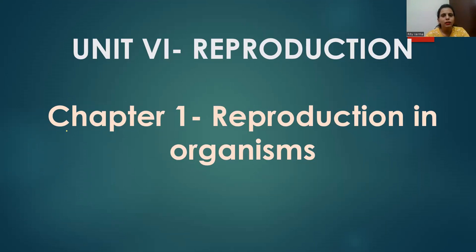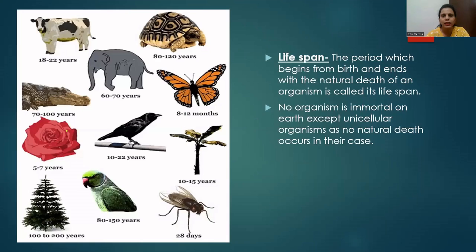We all know that there are different types of living organisms present in our surroundings, and all these living organisms belong to different species. We also know that no living organism present around us is immortal. That means every living organism which takes birth one day has to die one day, isn't it?